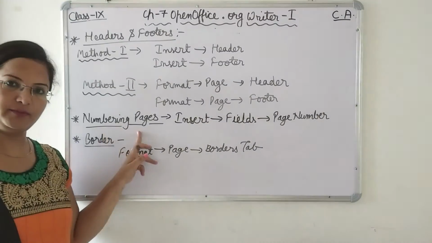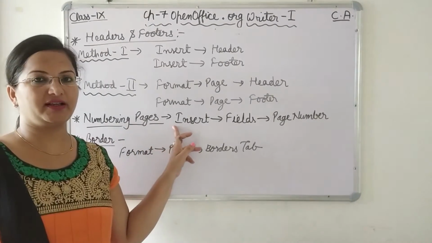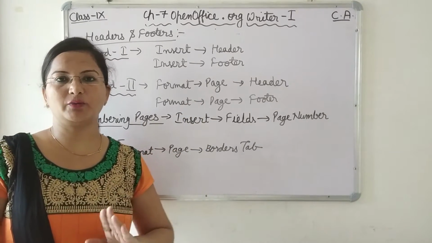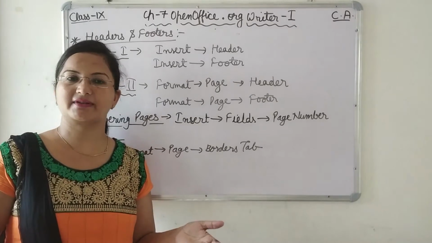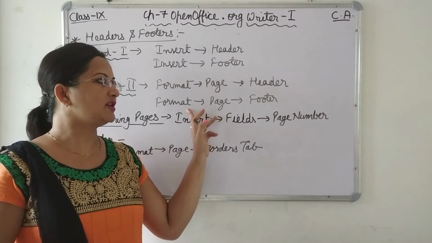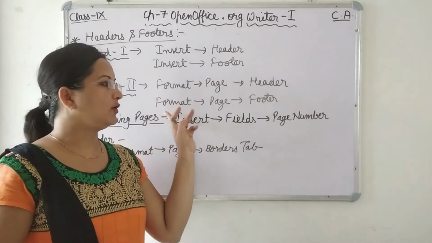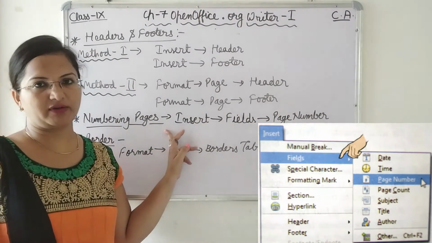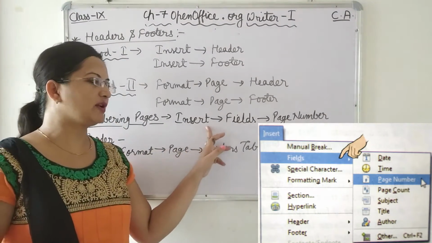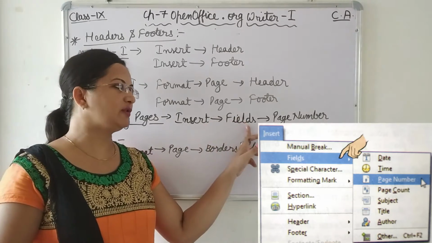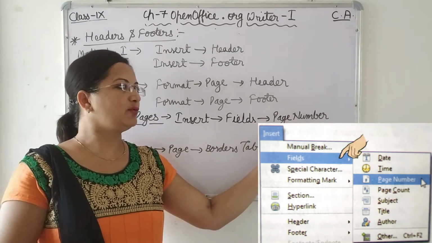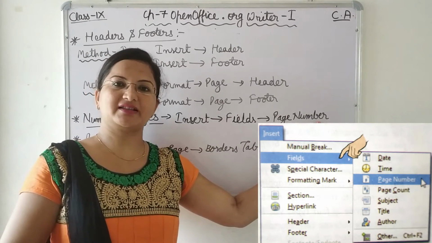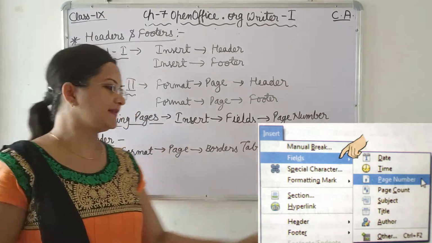Then we can insert numbers. But before inserting numbers, we should also insert a footer. It is necessary to put a footer if we are inserting page numbers. So first of all, to insert a footer, you have to click on this option or this option. After entering the footer, you can choose numbering pages. There you have to click on insert in the menu bar, and there you will get the option fields, and there you will choose page number. Then automatically the page number will be added to all the pages.